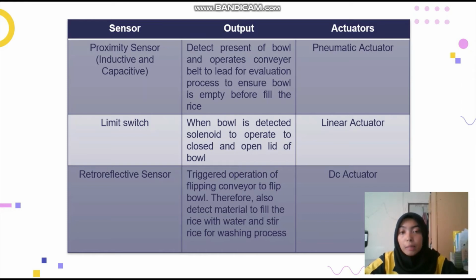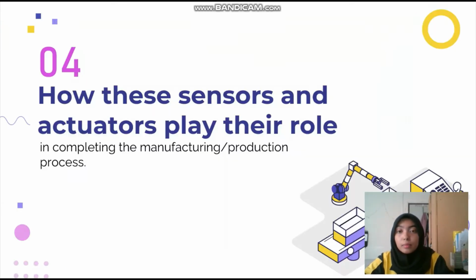Next is the limit switch. The output is that when the bowl is detected, the solenoid operates to close and open the lid of the bowl. The last sensor is the retroreflective sensor, whose output triggers the operation of the flipping conveyor to flip the bowl. It also detects material to fill the rice with water and stir the rice for the washing process. For the actuators, this industry uses pneumatic actuator, linear actuator, and DC actuator. Next is how the listed sensors and actuators play their role in this industry.